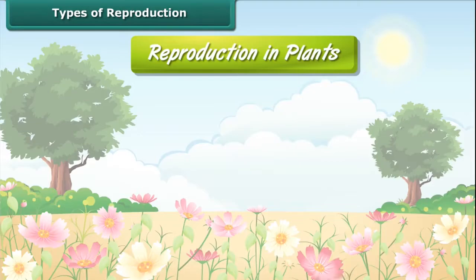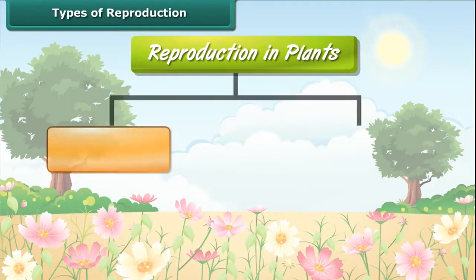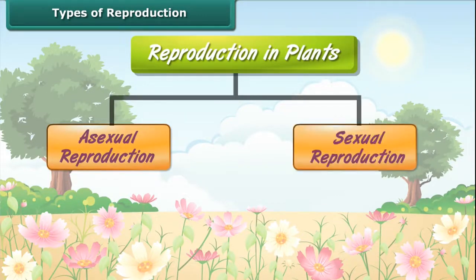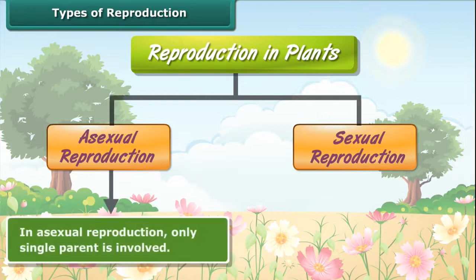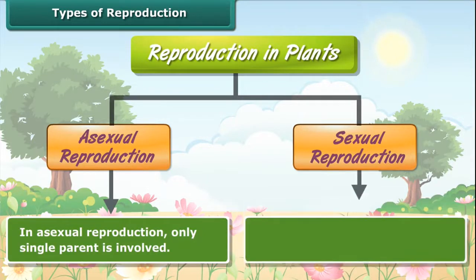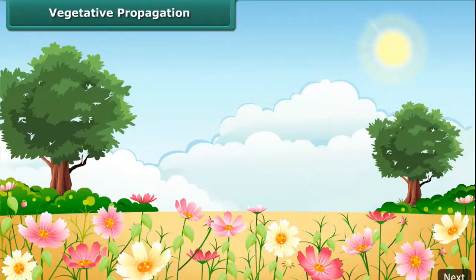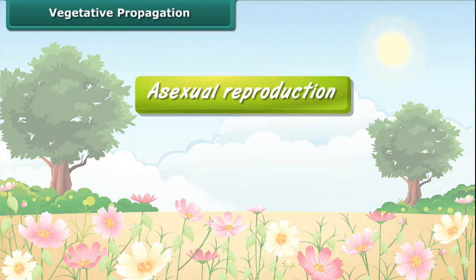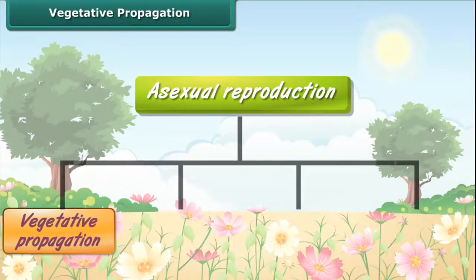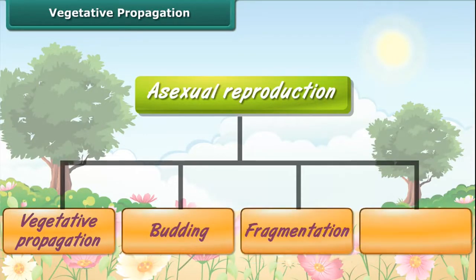Types of reproduction. Reproduction can be achieved through two ways, namely asexual reproduction and sexual reproduction. In asexual reproduction, only a single parent is involved, whereas in sexual reproduction, both the parents are involved. Let's study about them in detail. Vegetative propagation. Different methods of asexual reproduction are vegetative propagation, budding, fragmentation, and spore formation. Let's discuss them in detail one by one.